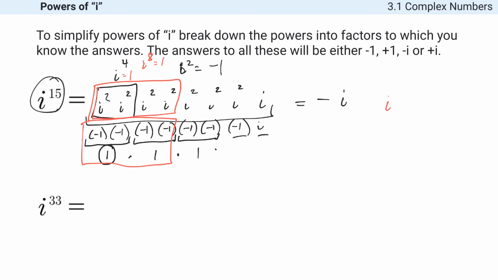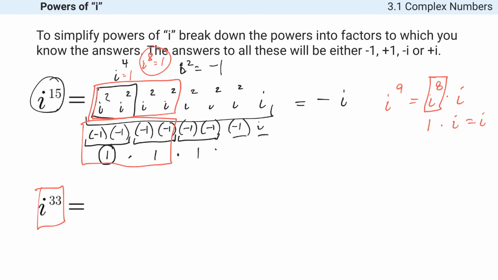So if I have a question like, say, I to the 9th, what's I to the 9th? Well, I could say that's the same as I to the 8th times I. And I know I to the 8th from here is equal to 1. And so my answer is 1 times I, or just I. Similarly, if I have I33, maybe try that on your own. Press pause and then try it, and then press play.